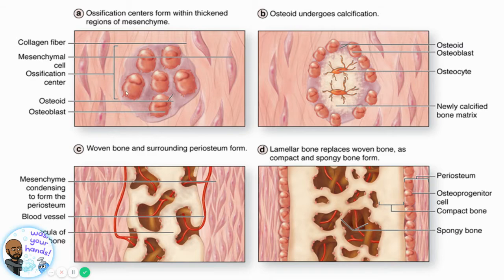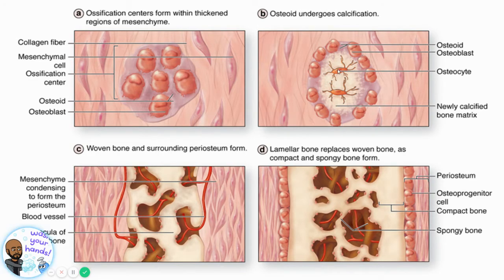So again, in this ossification center, we have our osteoblasts, and their purpose is to create and secrete osteoids. And those osteoids will then, going to this picture, be calcified through the process of calcification and start to become the actual hard material of the bones. And that's possible thanks to the osteocytes.